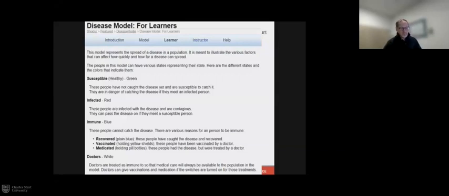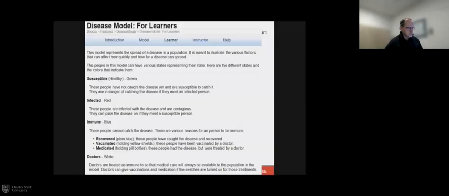So you'll see that we've got a whole bunch of green people. You might have some other colours. Green people are people that will be susceptible to a disease. Red people are people that have already been infected. Blue people will be immune. And then white people are doctors, so they stand out quite quickly. There's no particular colour coding, it's just how they stand out.